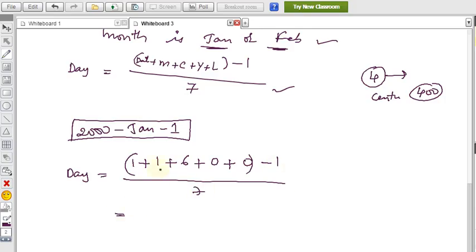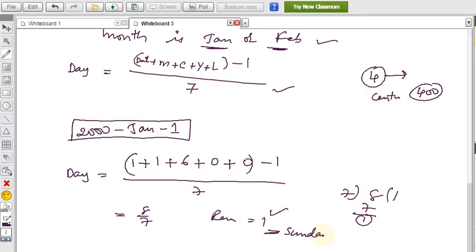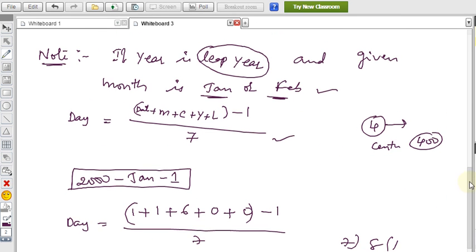Just simple addition: 1 plus 1, 2, plus 6, 8. 8 divided by 7, the remainder is 1. Remainder 1 is Sunday, remainder 0 is Saturday, so remainder 1 is Sunday. Now this is Sunday. So this is the method to find the day of any given date.